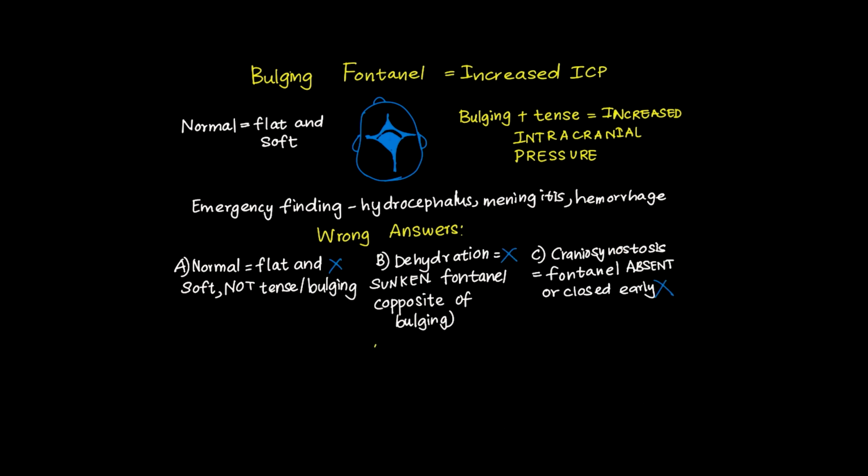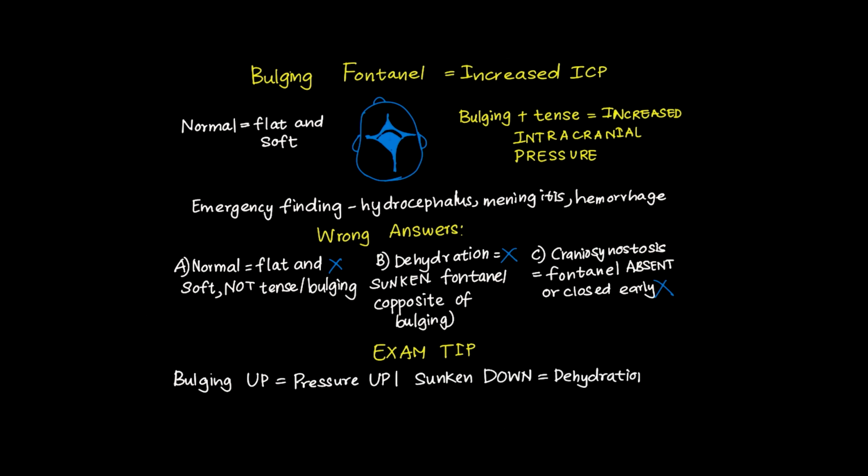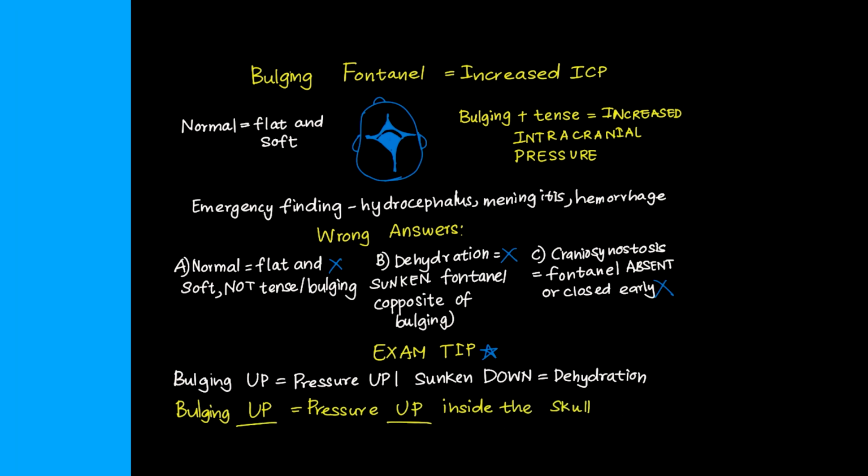Here's a WGU D443 OA exam tip for you. Bulging fontanelle in a calm, upright infant equals increased intracranial pressure. Sunken fontanelle equals dehydration. The direction of the fontanelle tells the story. Up means pressure, down means dry. Quick recall hook. Bulging up equals sign pressure up inside the skull.